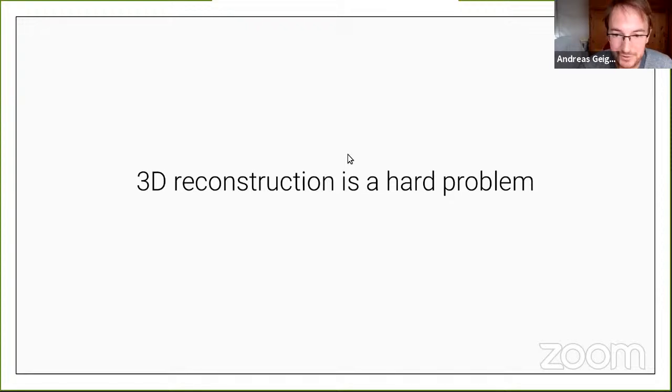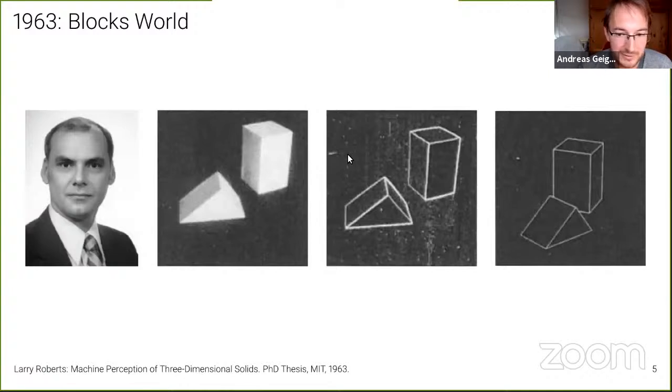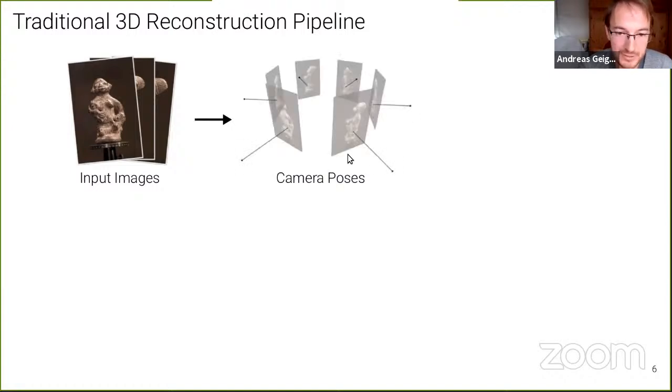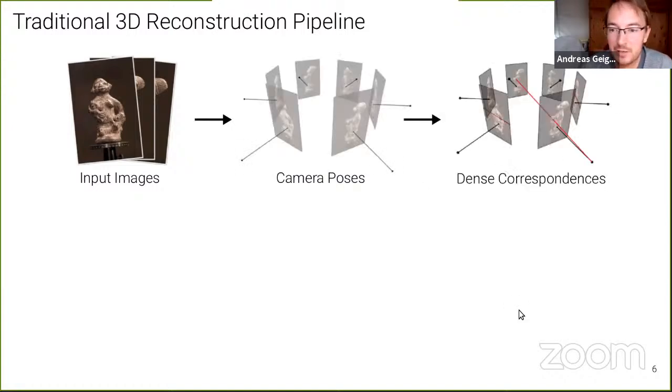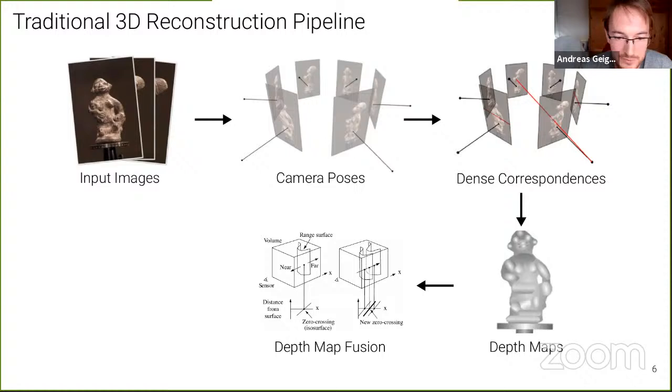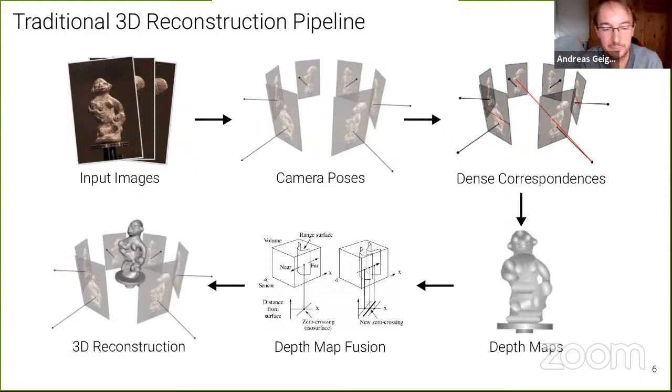However, 3D reconstruction is actually still a hard problem, despite reaching back to the 1960s, maybe, with this famous Roberts paper. So what does a traditional 3D reconstruction pipeline look like? Well, you could input a set of images, so multi-view reconstruction. You estimate camera poses using bundle adjustment. Then you find dense correspondences, you create depth maps, and then you fuse these depth maps into a coherent reconstruction of the object or a bigger scene. All right, so this is classical multi-view reconstruction.